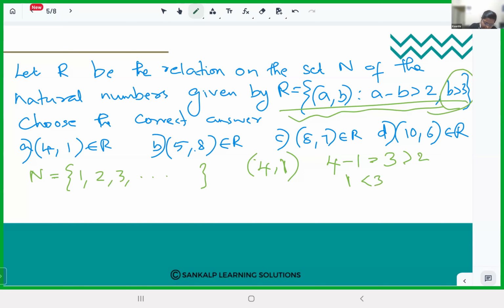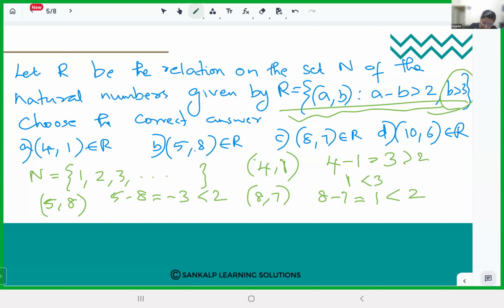Now we move on to the second option, (5, 8). Can you say (5, 8) belongs to R? We have to check the condition, right? 5 minus 8 is equal to minus 3. Minus 3 is not greater than 2, it is less than 2. The first condition itself is violated, so (5, 8) also doesn't belong to that relation. Now check the third ordered pair, (8, 7). 8 minus 7 is 1. Is 1 greater than 2? No, 1 is less than 2. So the first condition itself is not satisfied, so that ordered pair also doesn't belong to that relation.